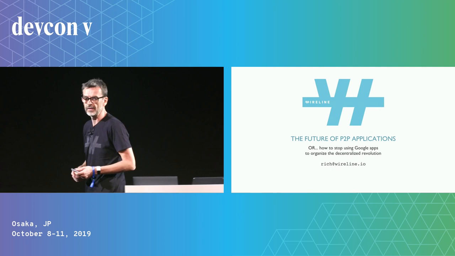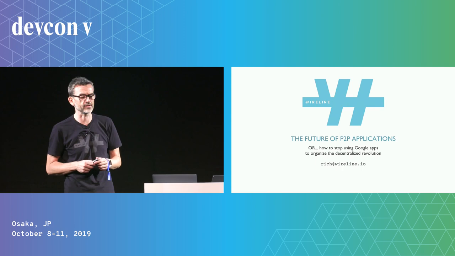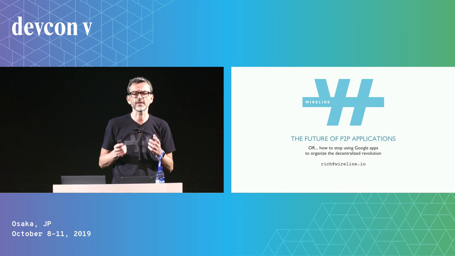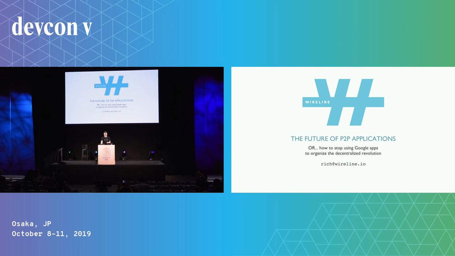My name is Rich. I work on a project called Wireline. And what I'm going to do this morning is demo a new kind of peer-to-peer platform for privacy-preserving and censorship-resistant applications. And I'm going to show how easy it is to build these apps. These aren't dApps. These are the kinds of apps that we could use ourselves to organize and manage our own decentralized projects. But first, I'm going to talk a little bit about what I think are some of the challenges and opportunities that we face together as a community.